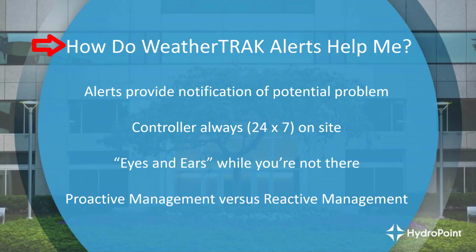So think of WeatherTRAK alerts as your friend that not only provide notification of a potential problem, but it's like having an irrigation tech on site 24 hours a day, 7 days a week, acting as your eyes and ears while you're not there on site, and raising an alert anytime the system thinks that management might be required. And as a manager, this information is solid gold. By knowing where and when system issues are happening, you as a manager can react much faster and minimize the damage and cost of irrigation issues on your site.